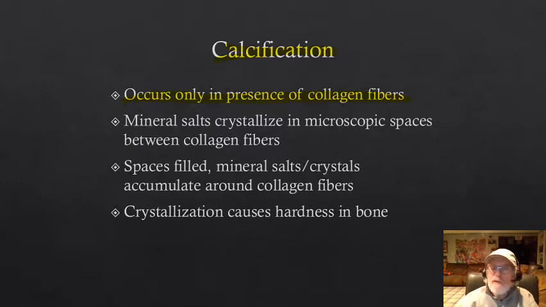Okay, those mineral salts now have a latticework on which they could fill in those spaces, and that's what we call crystallization or calcification. The spaces are filled with these mineral salts, the hydroxyapatite, that accumulate and solidify around the collagen fibers, and that crystallization is actually what causes the hardness in bone. But for the hardness of bone to occur, I need what? I need the collagen fibers as a matrix or a latticework around which to allow those crystals to form.